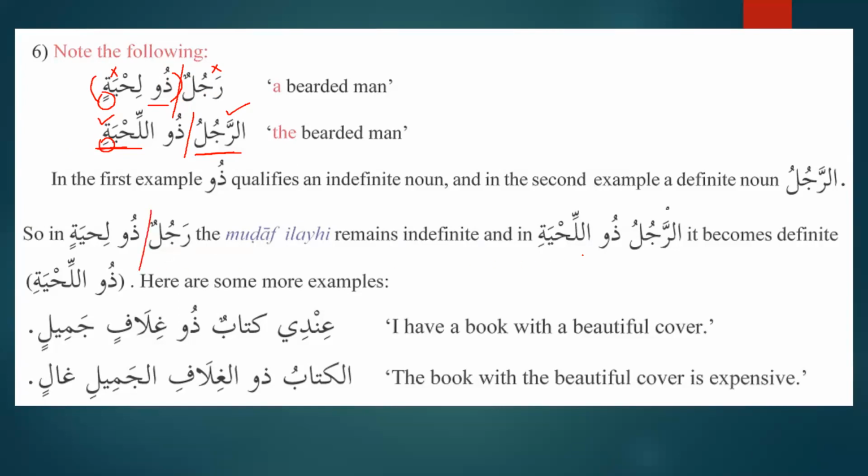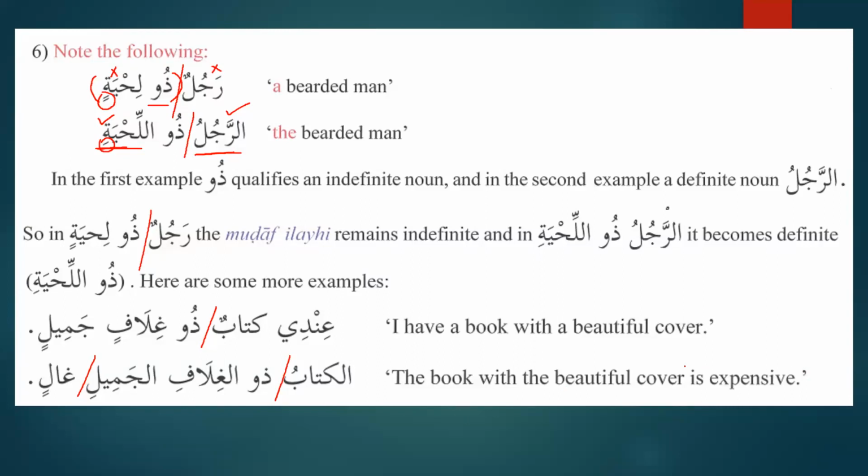But when we say ar-rajulu dhu lihyati, then it becomes definite, as I explained earlier. So when you say indi kitabun dhu ghilafin jamilin, I have a book with a beautiful cover. Indi kitabun, so kitabun is mawsuf and dhu ghilafin is sifa. Similarly, you say al-kitabu dhul ghilafil jamili ghalin. Al-Kitabu will be mawsuf and Dhul Ghilaf al-Jamili will be sifa. And as we know, ghalin means expensive. So this part you can make mubtada, and ghalin you can make khabar. So the book with beautiful cover is expensive.